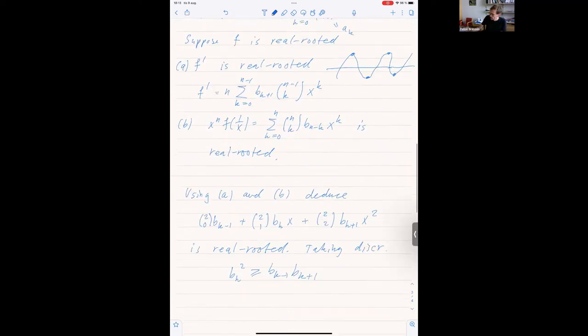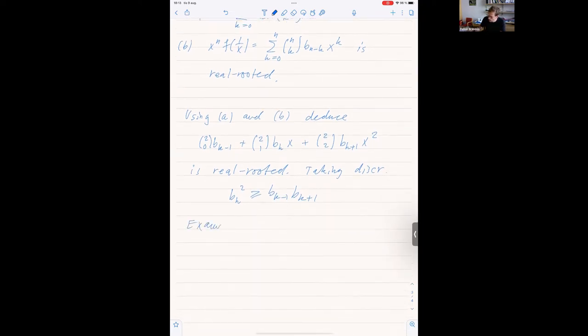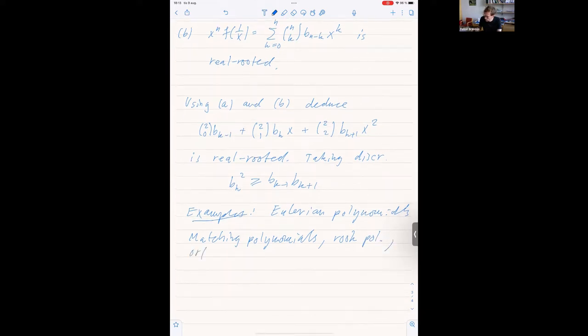And there are several examples of this in the combinatorial literature. Well, one of the most studied are the Eulerian polynomials. And we have matching polynomials and rook polynomials of different kinds, and orthogonal polynomials, which are all real-rooted. We have characteristic polynomials of symmetric matrices or Hermitian matrices. I wrote it in Swedish. So these are common examples of real-rooted polynomials in combinatorics.